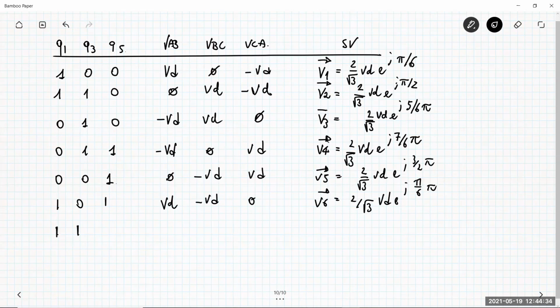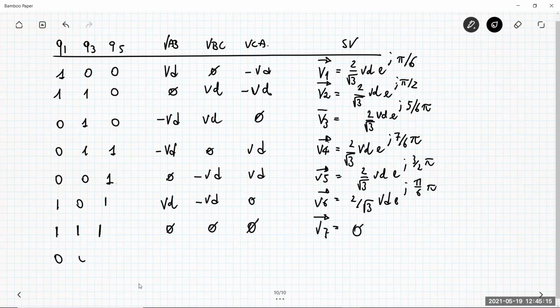Then you have 1, 1, 1. It means that all the high-side switches S1, S3, and S5 are on. If you get VAB, this is null. If you have VBC, this is null. VCA is null because all the top side transistors are on. You can apply the transform to this set of variables, of course, because the summation is always 0. They are independent variables, are real, etc. So we can get a V7 voltage, which is identically null.